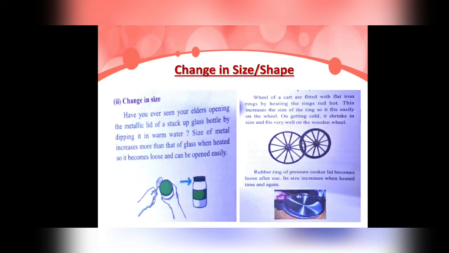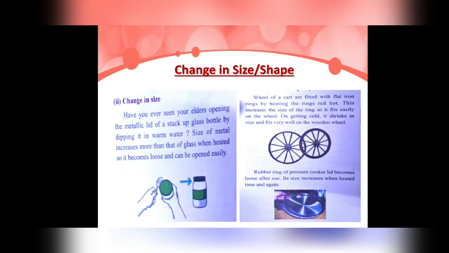In the same way, wheels of a cart are fitted with flat iron rings. By heating the rings red hot, the size of the ring increases, so it fits easily on the wheel. On getting cold, it shrinks in size and fits very well on the wooden wheel. You can see that the wooden wheel is larger than the iron ring which is going to be fitted on it.